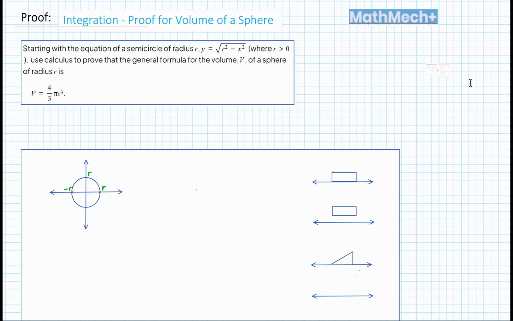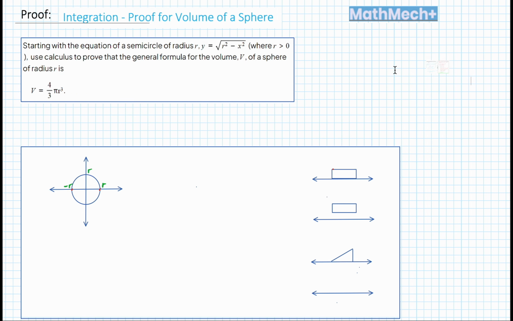In this video, we will be looking at integration, and specifically with volumes of solids of revolution. And we're going to demonstrate the proof for the volume of a sphere. So starting with the equation given, y equals root r squared minus x squared, we're going to use calculus to prove the volume of a sphere with radius r as seen.